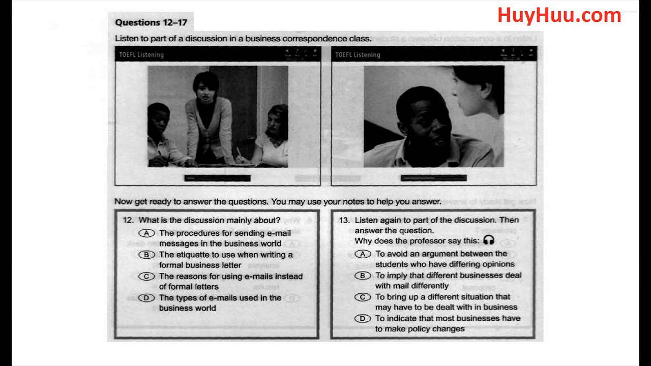13. Listen again to part of the discussion. Then answer the question. Okay. So we have two differing opinions on what to put into the receiver box for mail within a company. We'll come back to this point in a moment. Now, let's change the audience. Why does the professor say this?